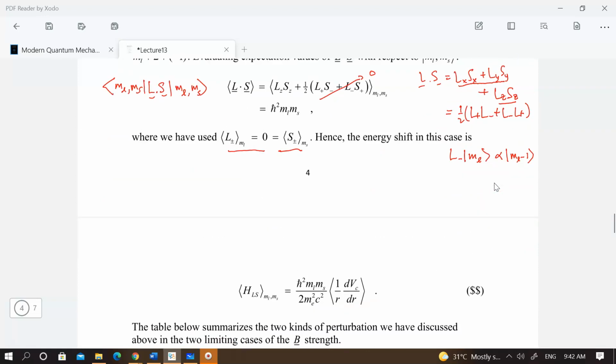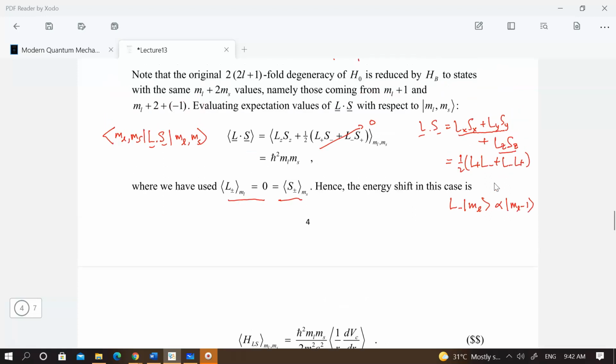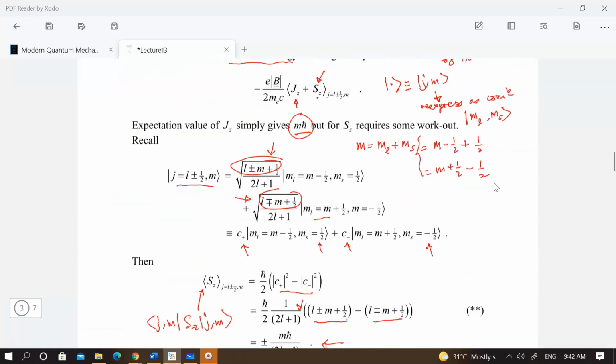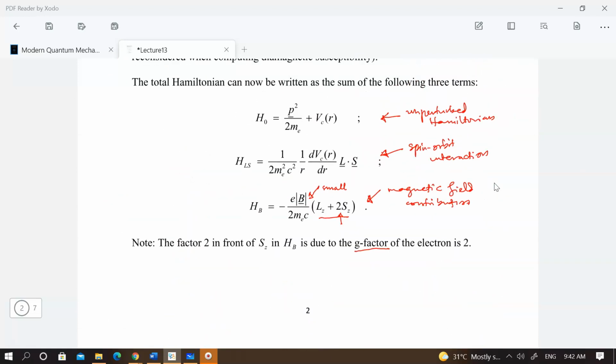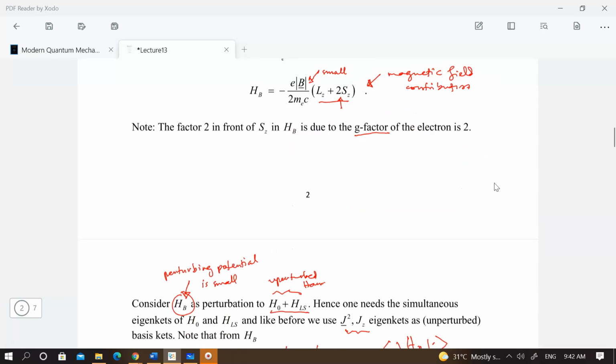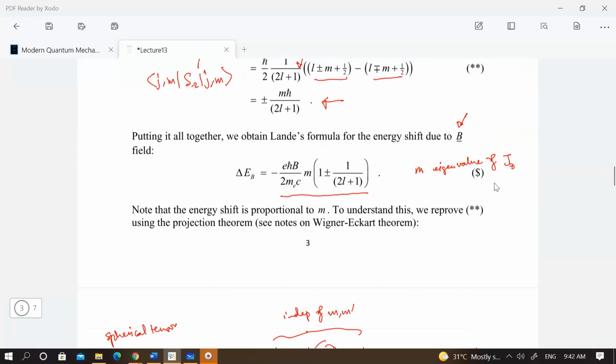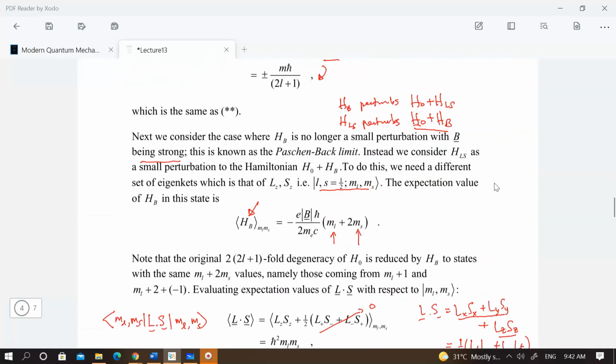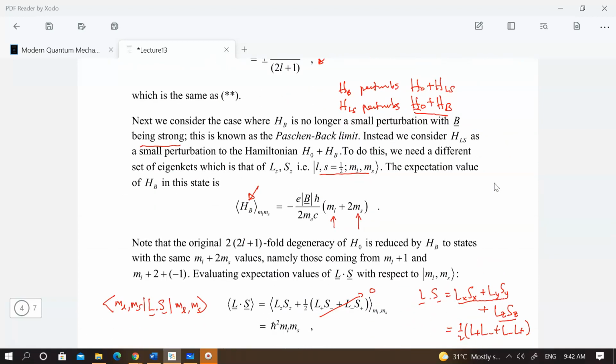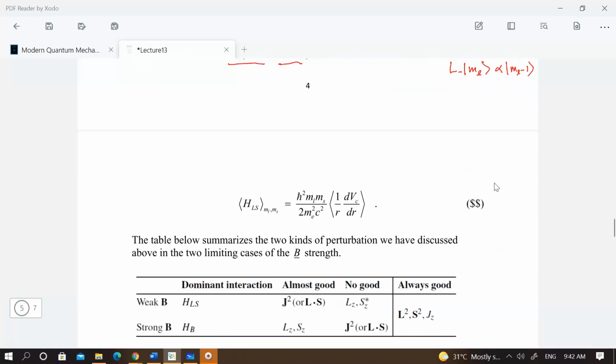And finally, that gives you this, ML h-bar times MS h-bar, and then you just plug this back into your HLS, which is given earlier. So one needs to evaluate this as well, but we leave that for now. We just want to get the expression in terms of the expectation value of your L dot S over here.